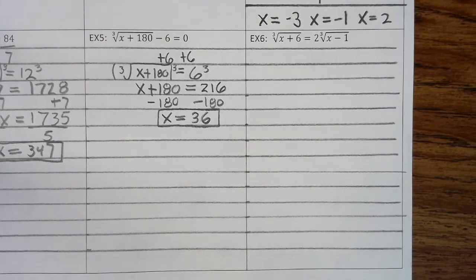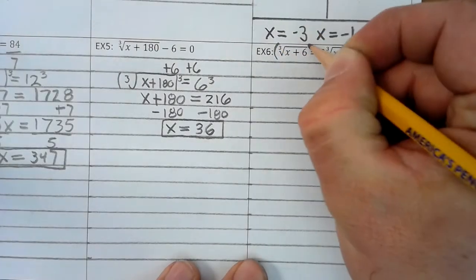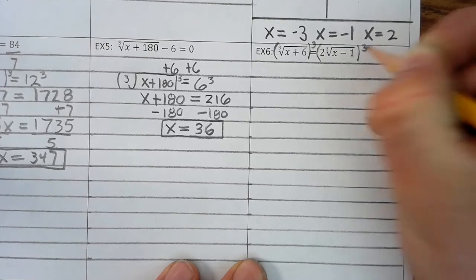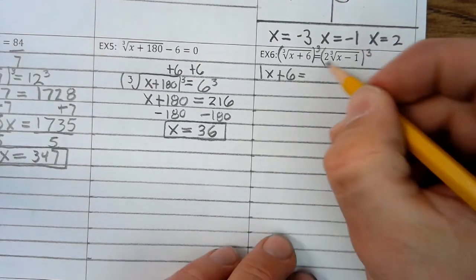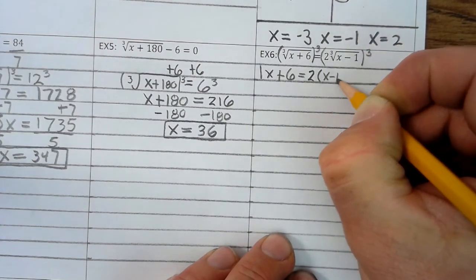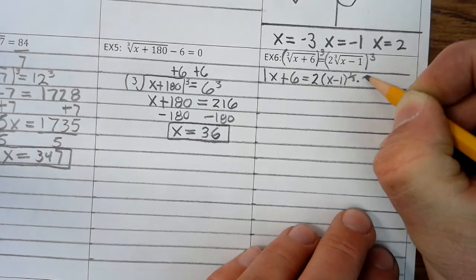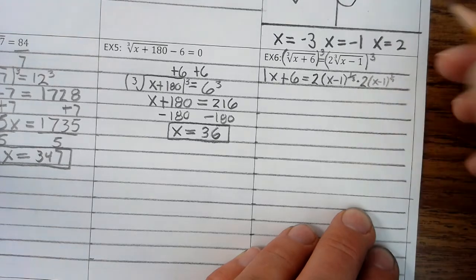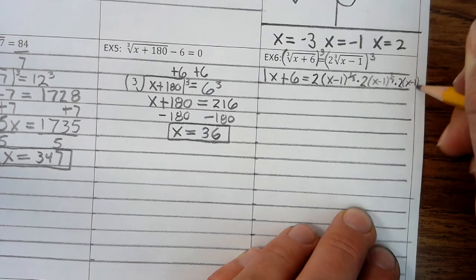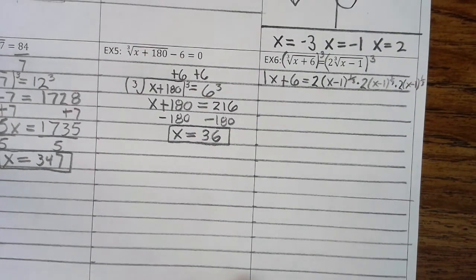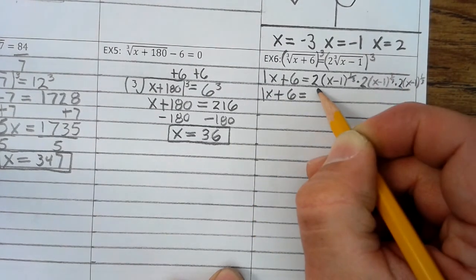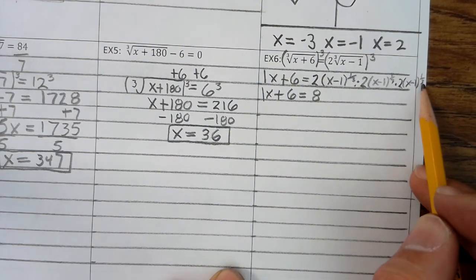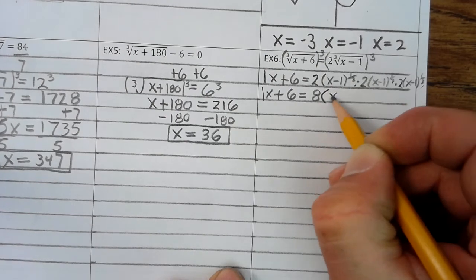All right, so example 6. First step is to isolate the cube root. Well, it's already isolated. So now we're going to cube both sides. Okay, so this becomes the power of 1, so you get 1x plus 6. Now this cube means you multiply 3 times. So that's 2 times x minus 1 to the 1/3 power times 2 times x minus 1 to the 1/3 power times 2 times x minus 1 to the 1/3 power. So we have 1x plus 6 equals 2 times 2 times 2 is 8. 1/3 plus 1/3 plus 1/3 is 3/3, so it's the power of 1. So that's just x minus 1.